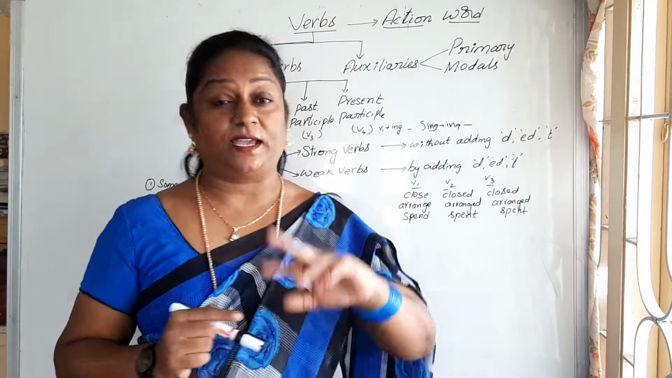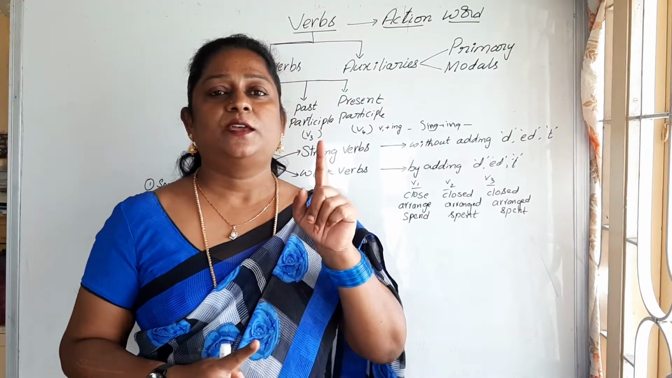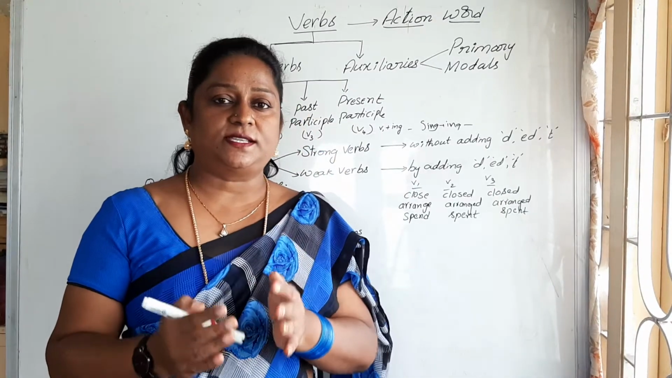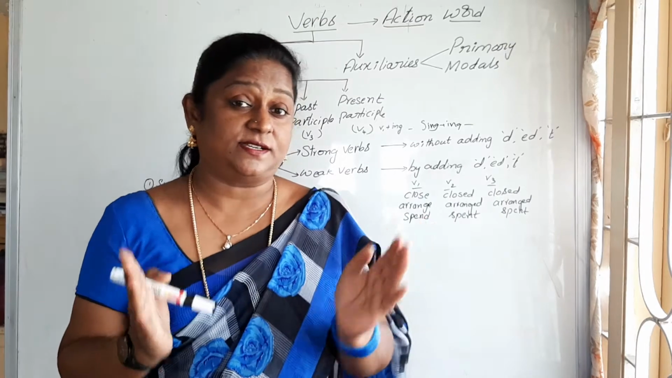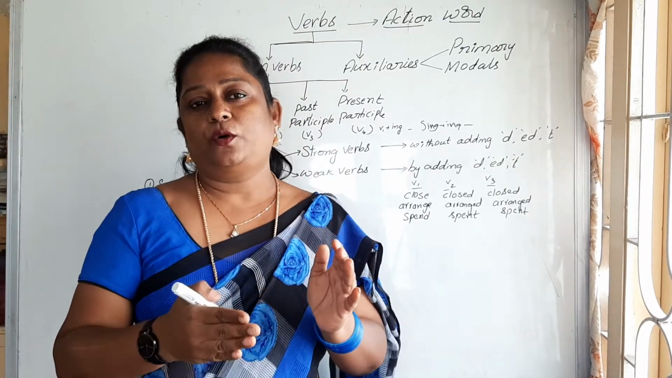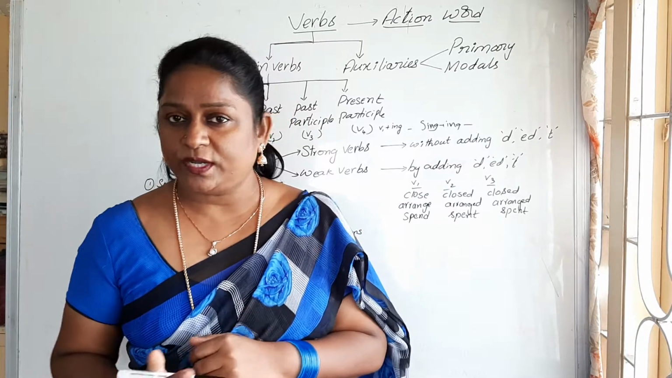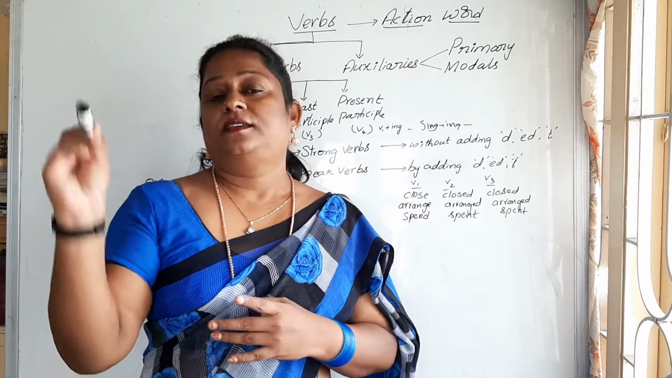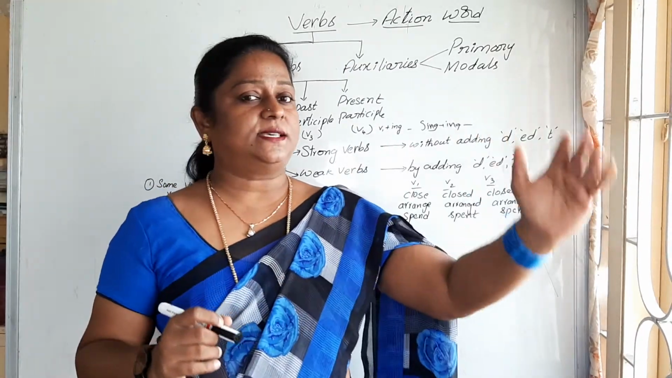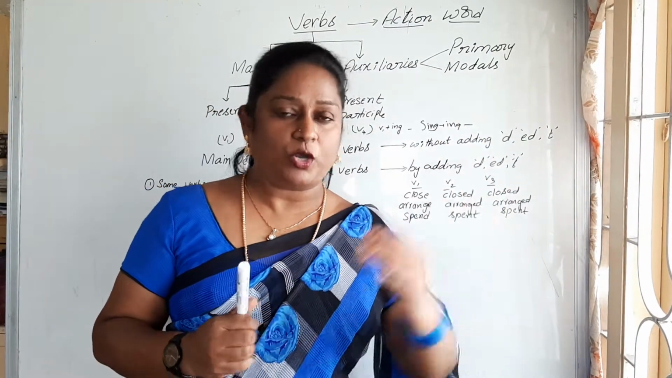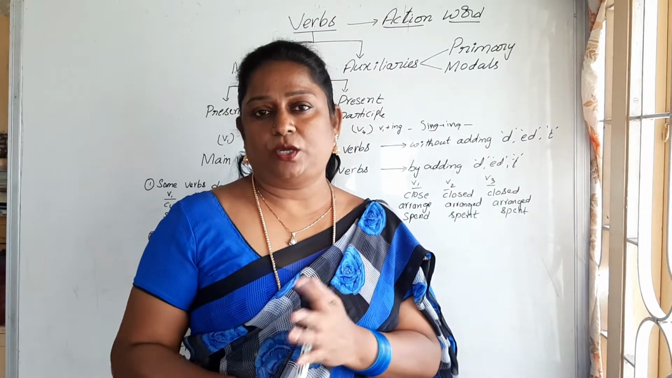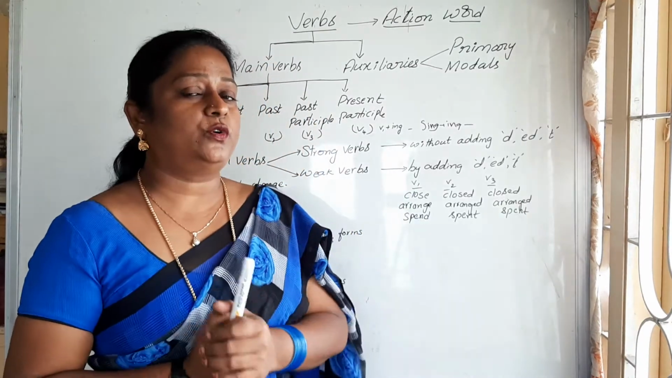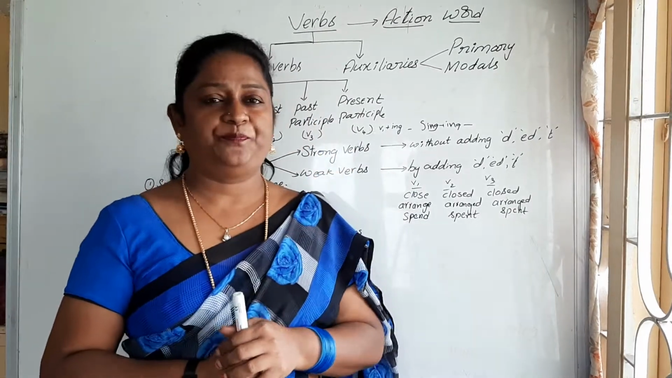And auxiliary verbs are again divided into two kinds. They are primary verbs and modals. We discussed primary verbs. Okay, so we saw primary verbs are again divided into do forms, have forms and be forms. So that's about primary verbs. And we saw modals also. Can, could, will, would, all these modal verbs also we saw. And today we are going to learn about main verbs.